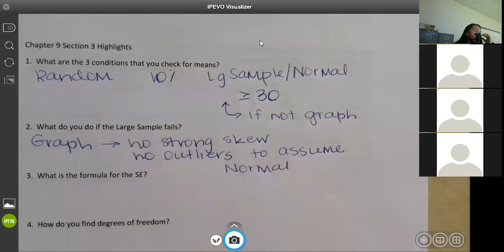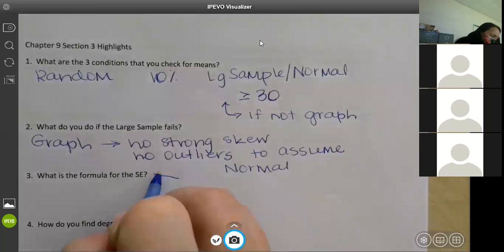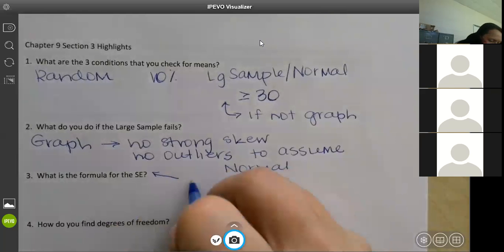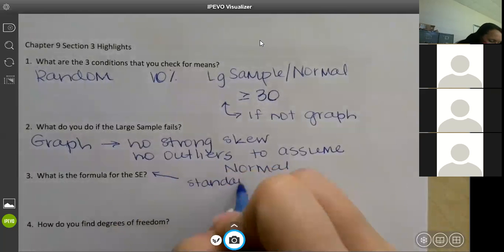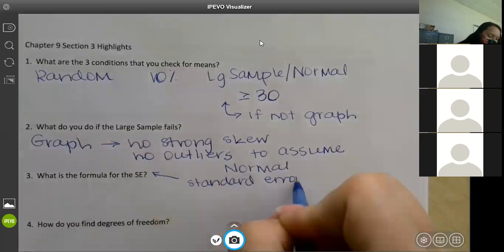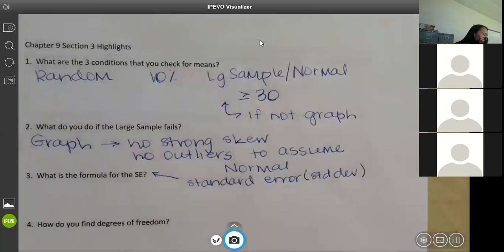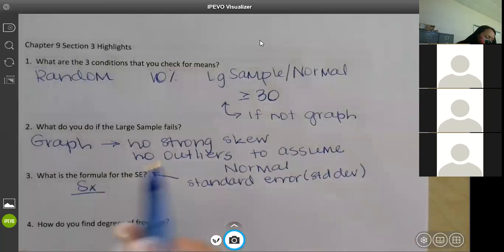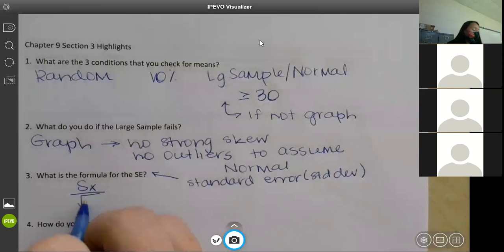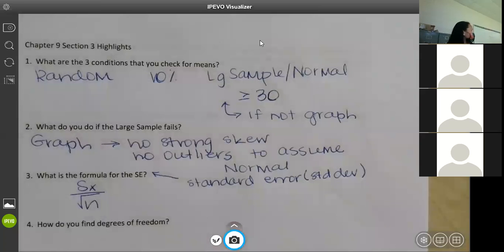I think there may be a part of your test. I know one version that I gave asked about the standard error, and we learned standard error probably a couple months ago. But SE is standard error. And it's just the standard deviation. So for means, it's going to be sample standard deviation over the square root of n, unless you have the population standard deviation, and then it's population standard deviation over the square root of n.